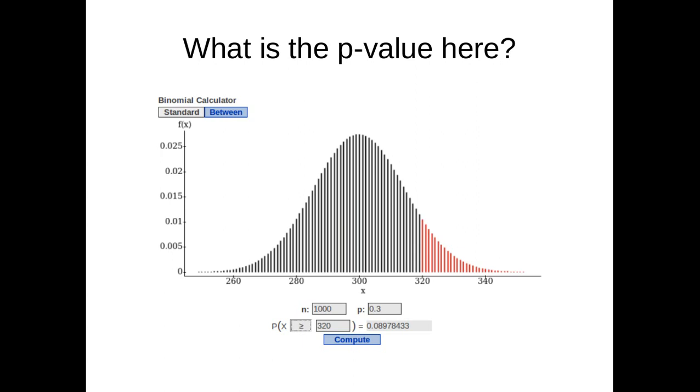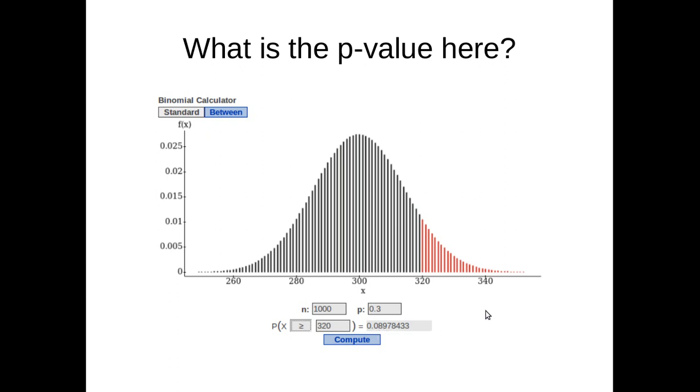Okay, so what is the p-value here? So what I'm going to do is I'm going to say, okay, this is StatCrunch. I pull out a binomial calculator. I say 1,000 different times. I'm going to run the experiment with a success of 0.3 for each of these n. And I want to say, what's the probability that I'm going to get an x that's 320 or greater? And I get 0.089, which is close to 0.09.